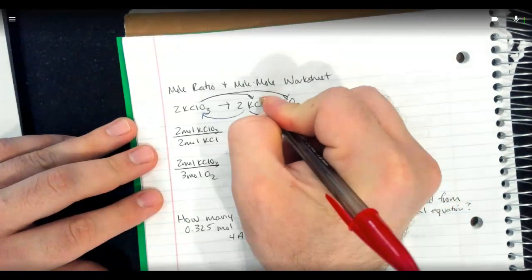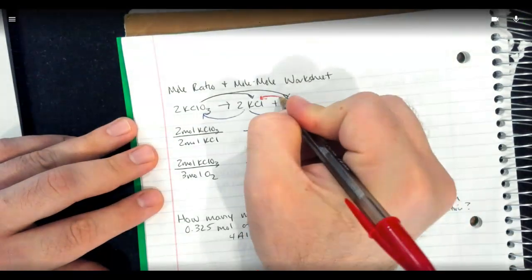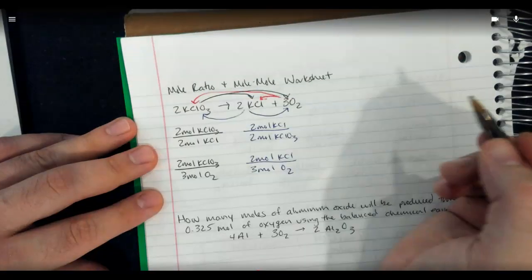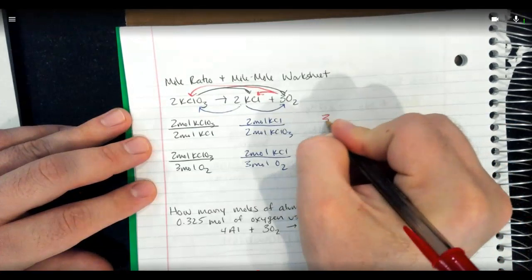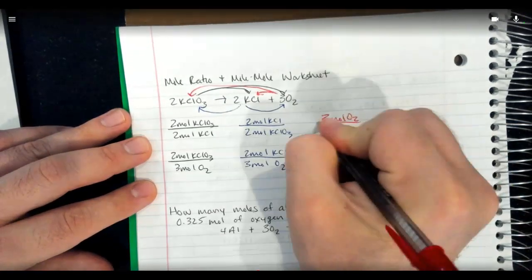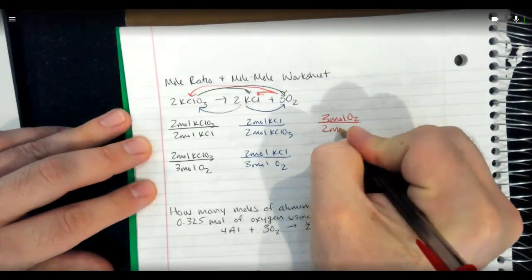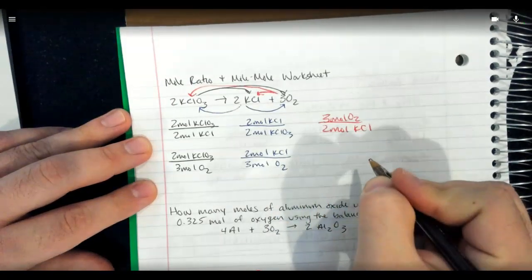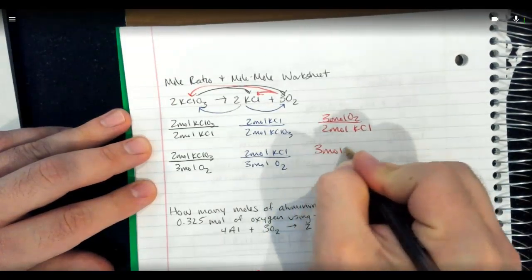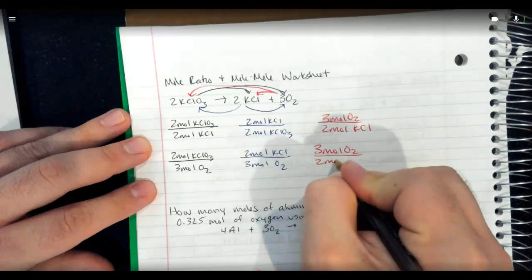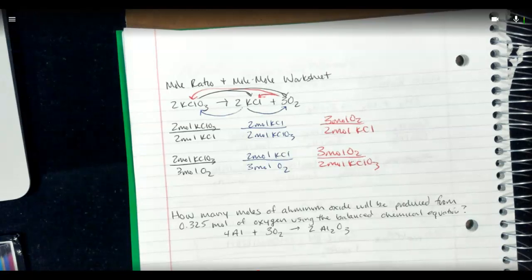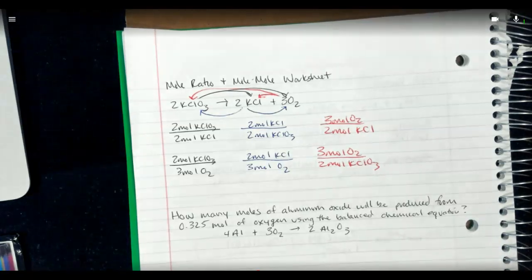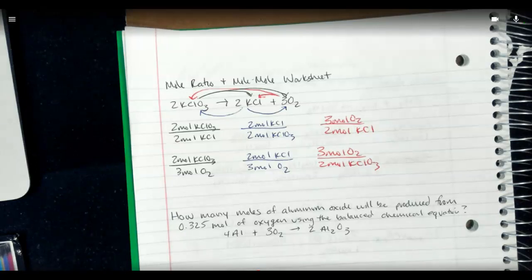Lastly, we have oxygen, comparing that to KCl, and oxygen comparing that to KClO3. So that's going to be 3 moles of O2 over 2 moles KCl, 3 moles of O2 over 2 moles KClO3. So these would be the 6 mole ratios for a 3-compound balanced chemical equation.